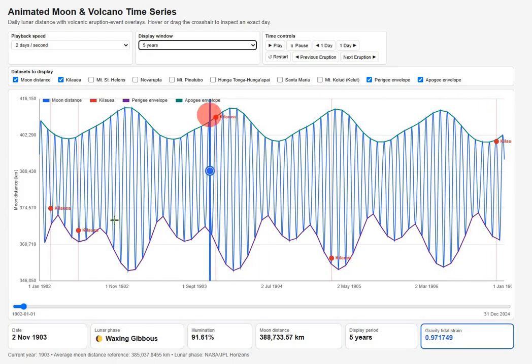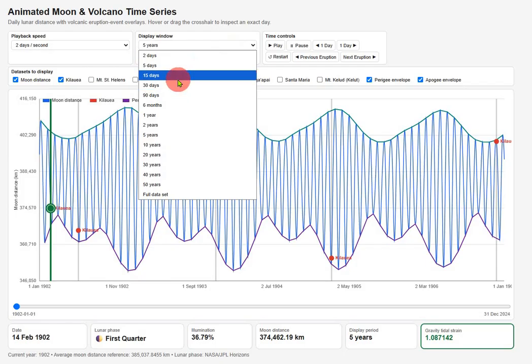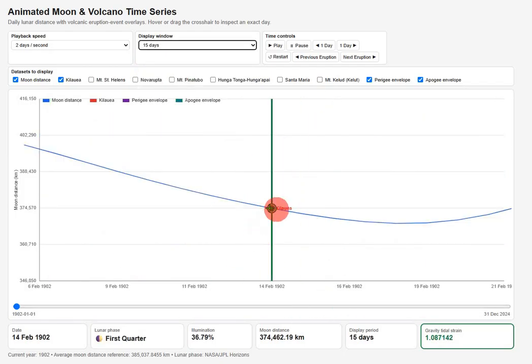But what we're going to see is where I've marked these eruptions. I'm going to go into 15 days. These eruptions are marked along the moon line because that's the distance that this eruption was from the Earth on that day. So let's look at this first eruption, which happened February 14th, 1902. The moon was first quarter. This was the distance. The tidal strain was 1.08. So it's 108% of the strength that it would have at the average.